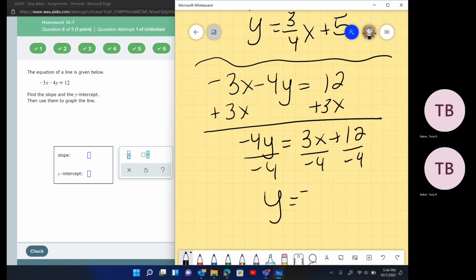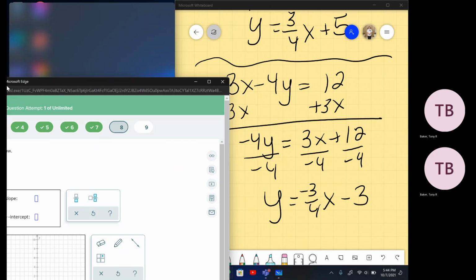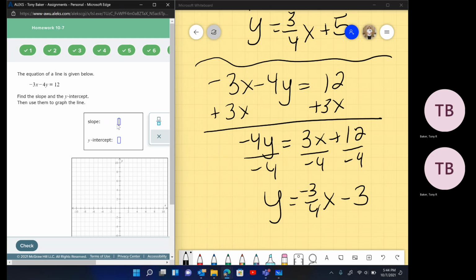So y equals negative 3/4 x minus 3. Always put the negative sign on top. Even though the negative sign was on the bottom, it doesn't matter. Always put it on top. This way, you're always going to go up or down first when you do your slope, so it makes it easier. And it's also proper to put the negative sign on top. So I've got negative 3/4 x, notice when you type it, it puts it in front of it too, which is fine. And negative 3.